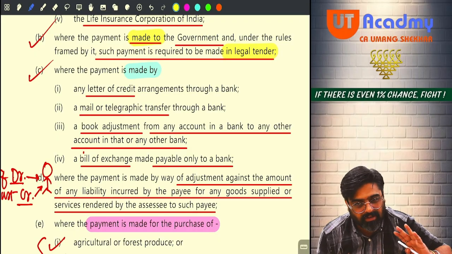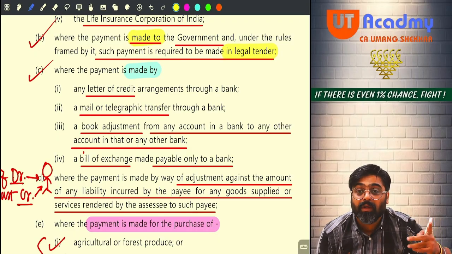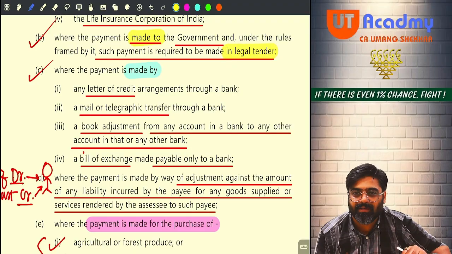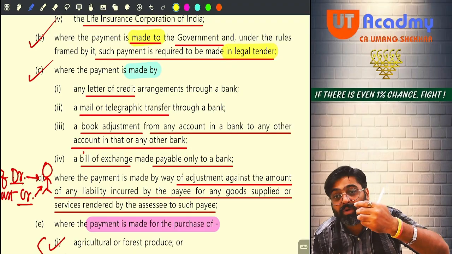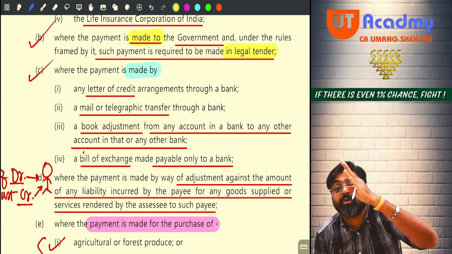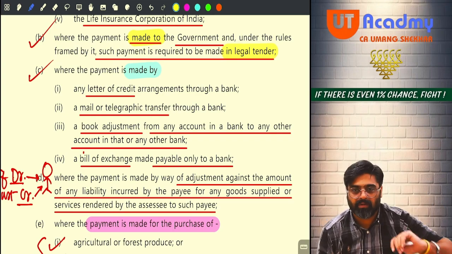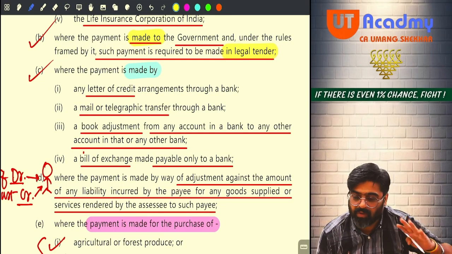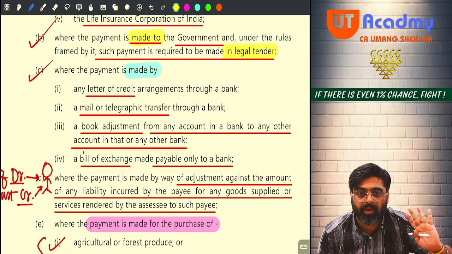So LC is a prescribed mode. No, it is not a prescribed mode. But this is a mode covered in rule 6DD, which is allowed. Even if the payment is made through these modes prescribed in rule 6DD, still it will be allowed, even if it is more than 10,000. No 40A3, no 40A3A. Getting my point?